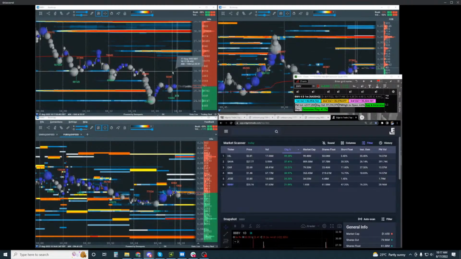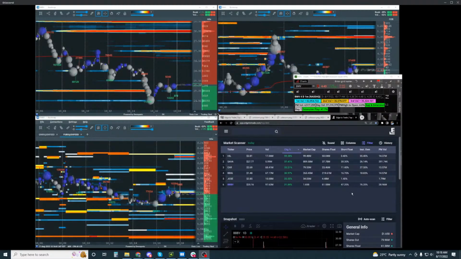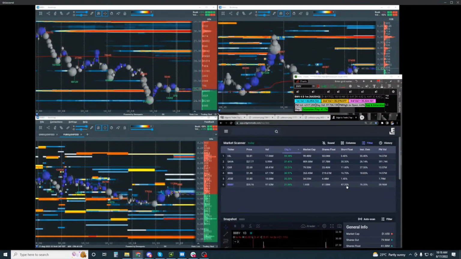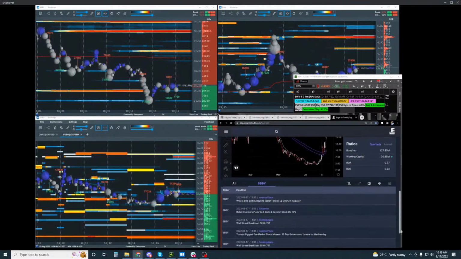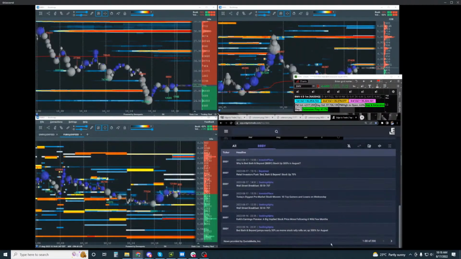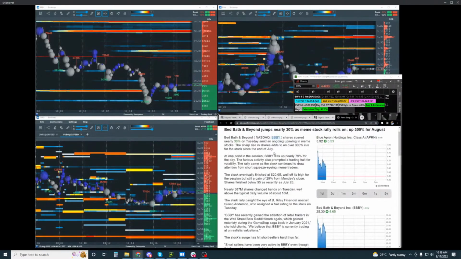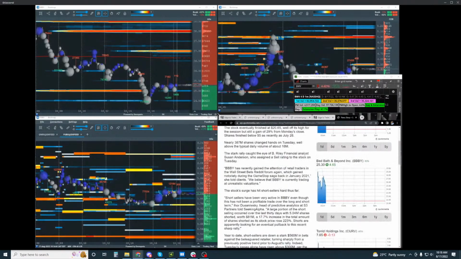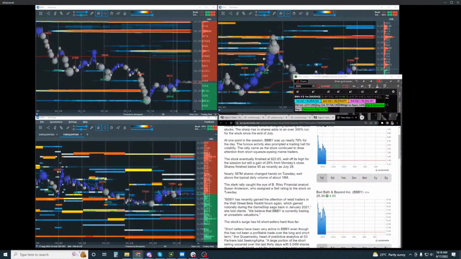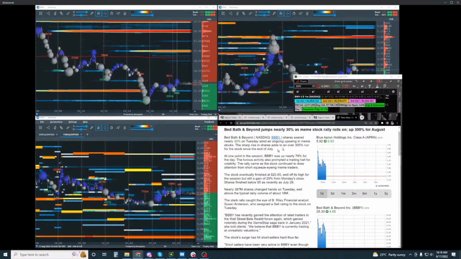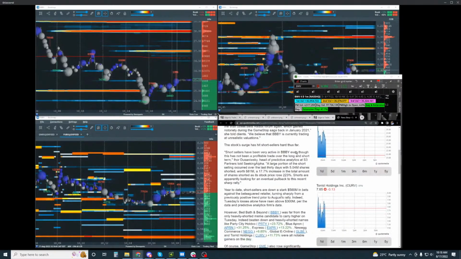So exactly. BBBY, we have a short squeeze. You can see also over here short float 47%, which is pretty high. We have a high institutional ownership, and the news a few days ago is that basically they bought a stake in the company. So I'm going to put over here: jumps as meme stock rolls up 200% in August.